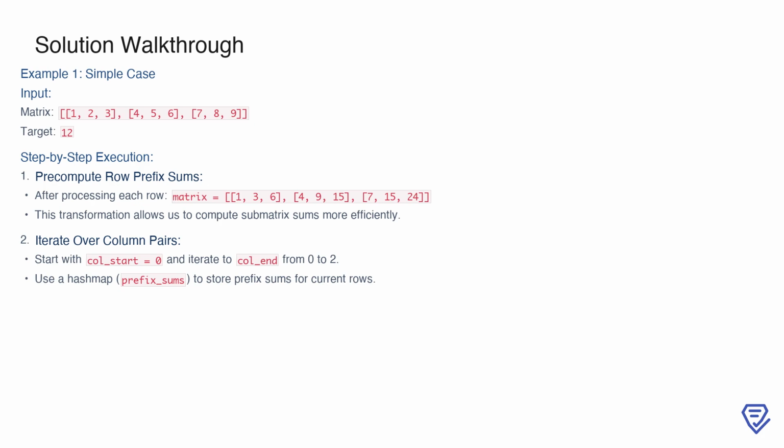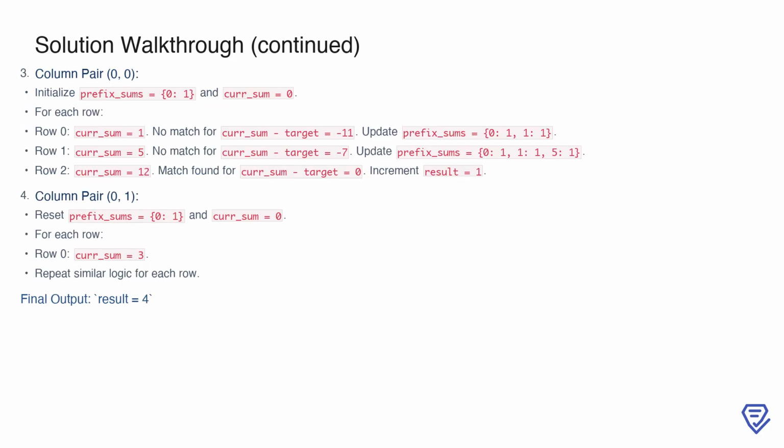Next, we iterate over all possible column pairs. For a given pair of columns, we treat the area between them as a one-dimensional array of sums for each row. To speed up the computation, we use a hash map to store prefix sums for these row ranges, which helps us quickly identify submatrices that match the target sum. Now, let's consider the column pair where both start and end at column 0. We initialize a hash map, prefix_sums, with a default entry, 0, 1, and set the current sum to 0.